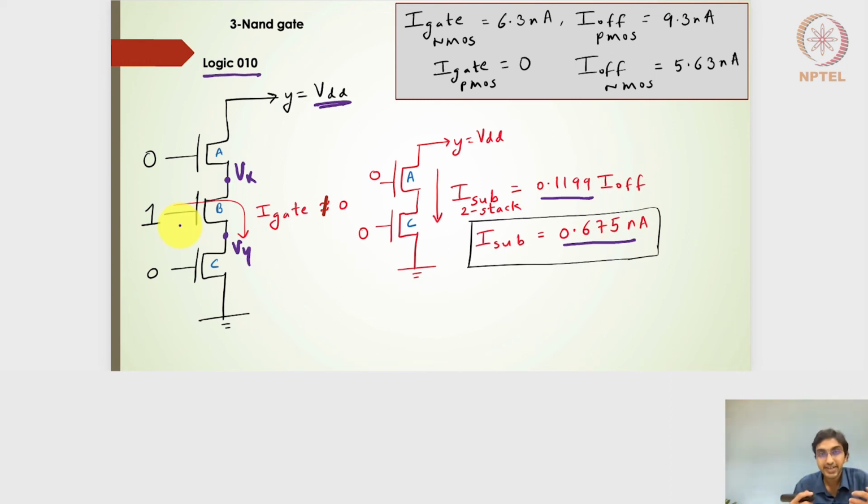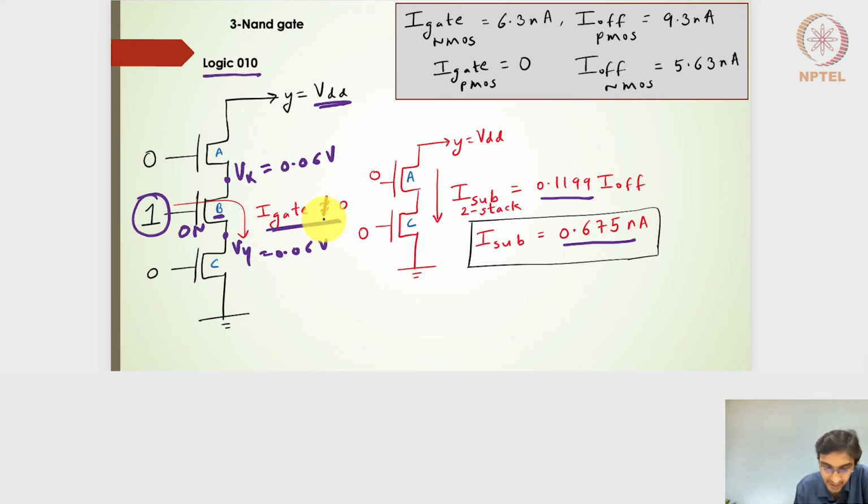Now, if I want to find out the gate leakage current, it is applicable only for an on transistor. So only the B transistor is on here, so I should have a gate leakage current. The values of Vx and Vy, I should be able to find out from the subthreshold leakage current, and they turn out to be very, very low values, 0.06 or 0.7. So in this case, I will have the VGS value almost close to 1, so I will get a gate leakage current not equal to 0.